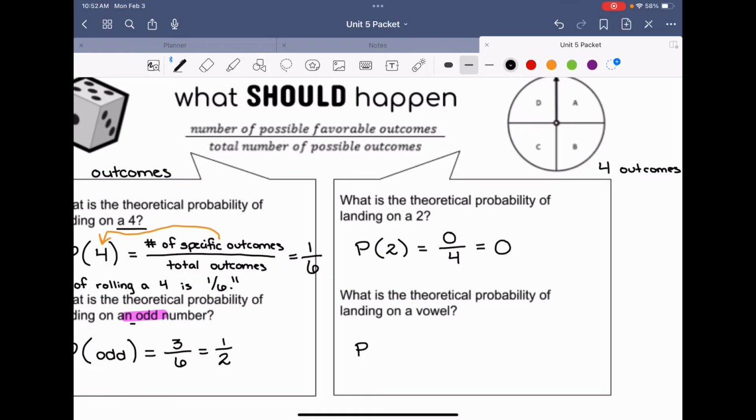Now it says, what is the theoretical probability of a vowel? So probability of vowel. I'm just putting what they're asking me specifically about inside the parentheses. Equals, well, A, E, I, O, U. So A is a vowel. That's the only one. So there's 1 option out of the total 4. So my probability is 1/4.